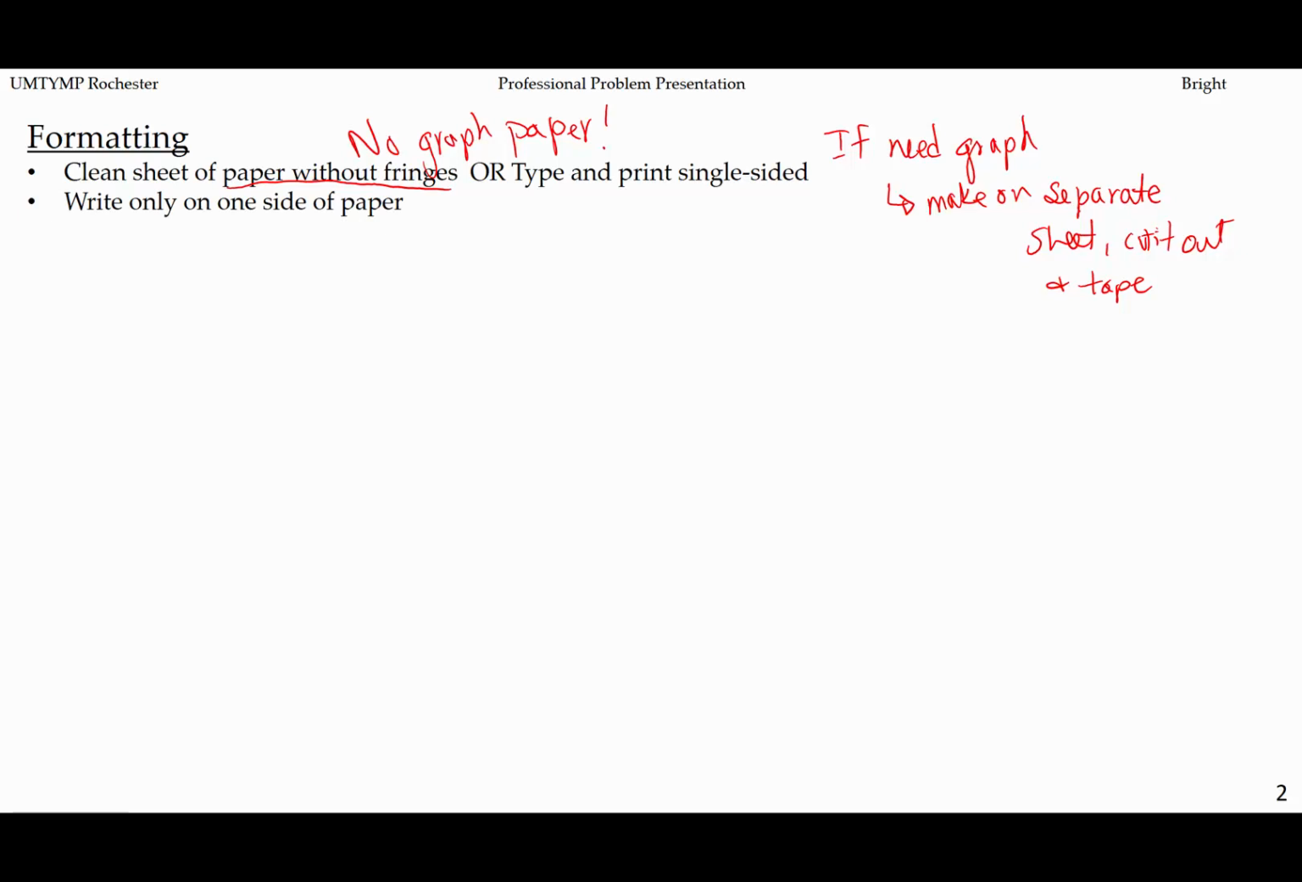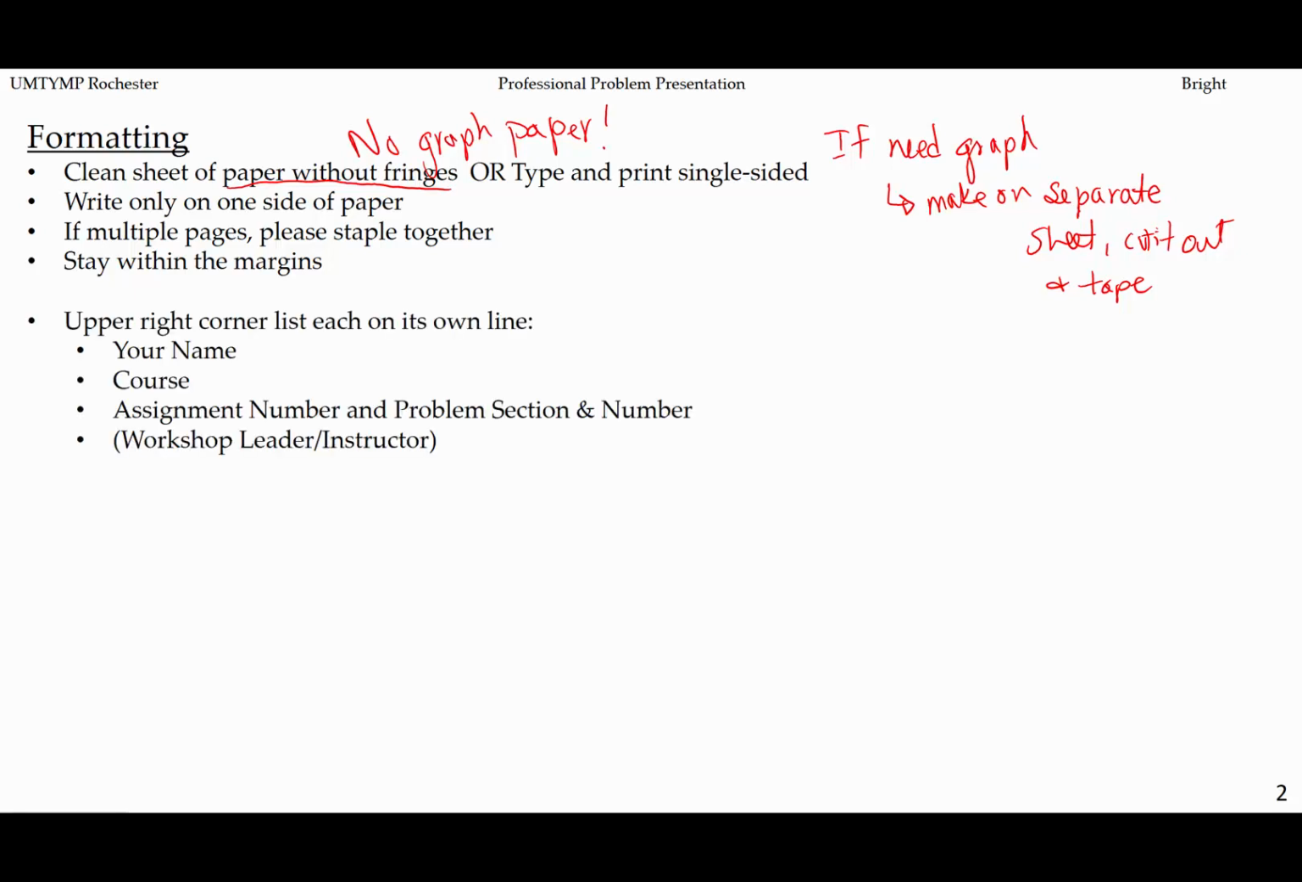Okay, and make sure to write only on one side of the paper. That would be the single-sided thing if you print. It actually is hard, again, to read and grade the professional problems if there's writing on both sides. If you are using multiple pages, staple them together. Make sure to stay within the margins. Okay, so typing, that's pretty easy to do, but if you're writing, make sure you stay within the margins. Again, it just makes for a cleaner looking document.